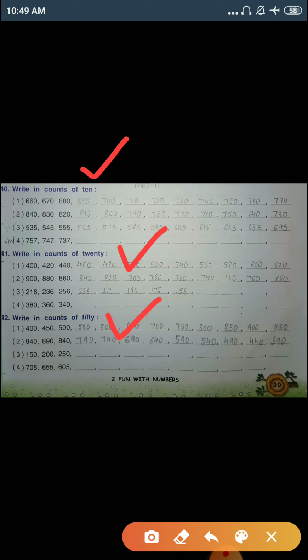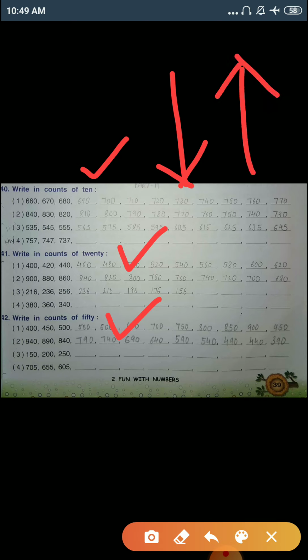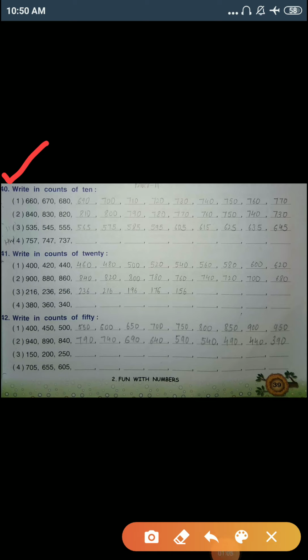Everyone remember, in the last part we had seen the numbers in decreasing order or in increasing order. So with the help of the same method we are going to solve question number 40, question number 41 and 42. So let's start with question number 40. Write in counts of 10.